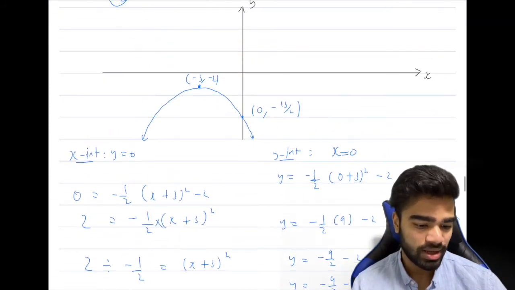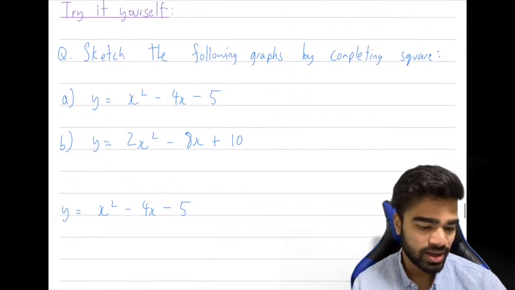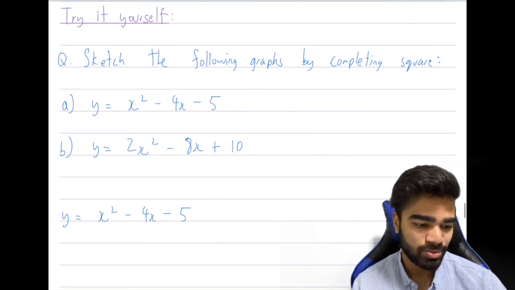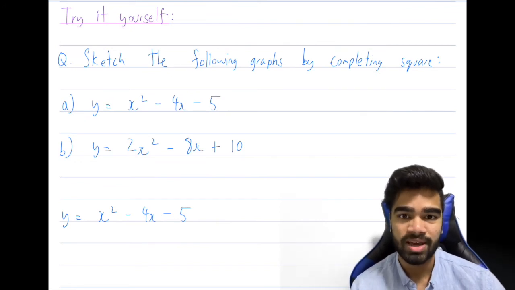Okay, so you sketch that one. Let's keep going. Once you have a go, did I give you any more questions? No, there was just 2 there. So this time, guys, what you need to do is actually complete the square yourself. These aren't in completed square form. So complete the square and then sketch the graphs.